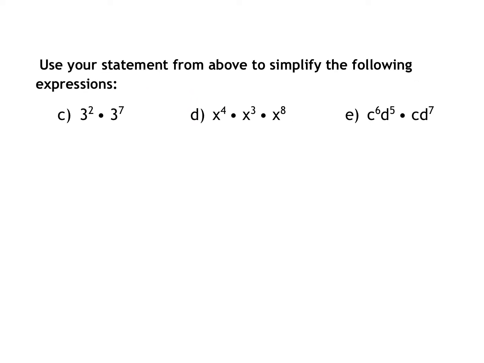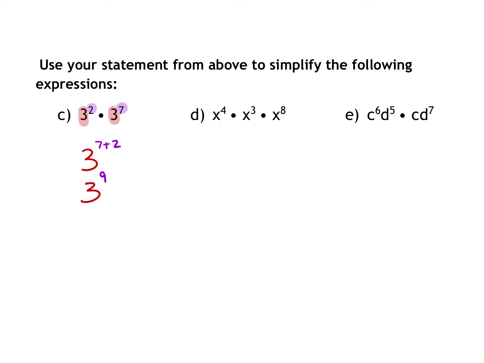Let's take a look at some examples. I'm seeing here that we have the same bases. It's important that these have the same bases. Because they have the same bases, we can take the 2 and the 7 and add them together. So we get 3 raised to the 7 plus 2, which is 3 to the 9th power.